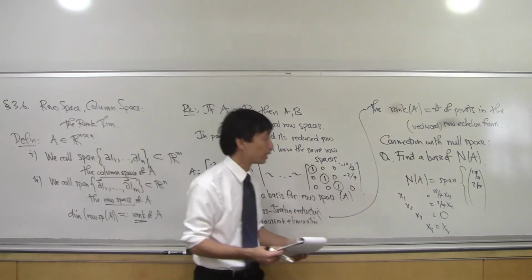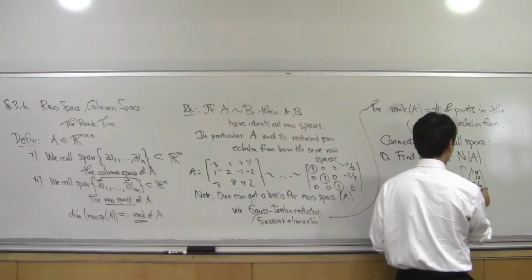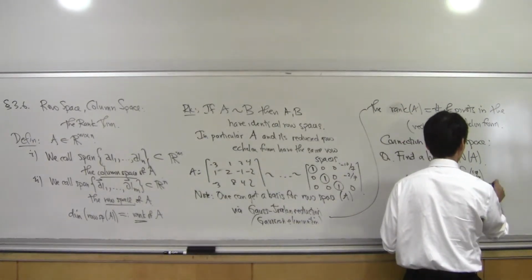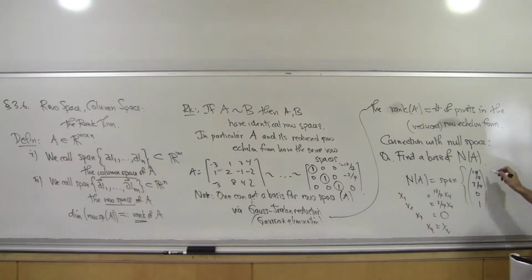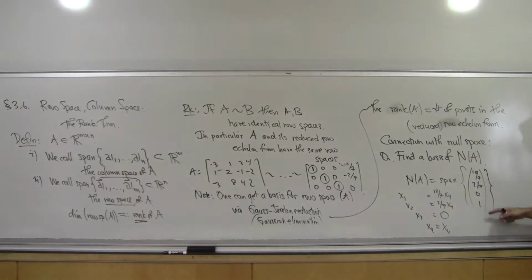And so you see that this is going to be multiples of this vector here, multiples of 10 sevenths, 2 sevenths, 0, 1. So this here is the basis of the null space of A.